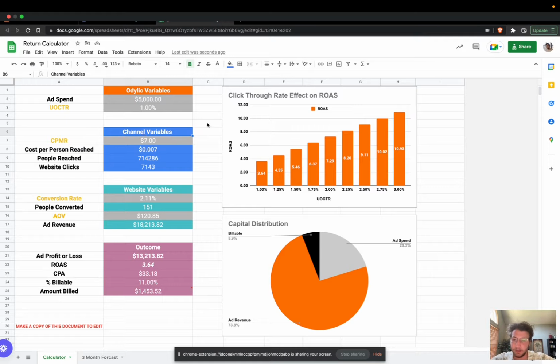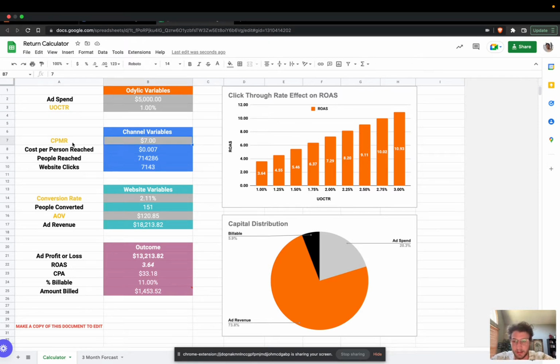Next is channel variables. So this is really variables that you don't control. You can't really control these. Ad spend you can control. The amount of people that click on your ad you can control, because if you have a good video, a good image, a good creative, good copy, you're gonna have a higher click-through rate. If you don't have those things, obviously it's gonna be lower. So you can control these. These variables you have a little control over, but not really.